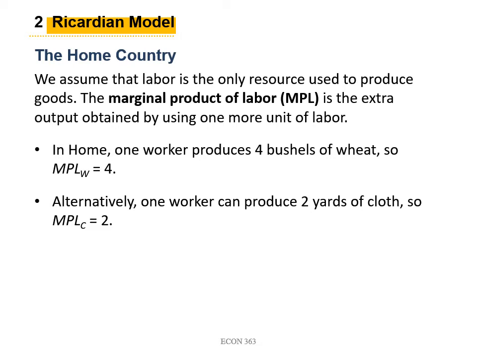So the trade-off for a worker is they can produce 4 units of wheat or 2 units of cloth. And that's for the home country. So without even going to the foreign country yet, we know that for this model to be interesting, those two MPLs, the MPLW and the MPLC, will have to have a different ratio for the foreign country. If the ratio of MPL subscript W and MPL subscript C was the same, there'd be no point in these two countries, the home and foreign, trading with each other.